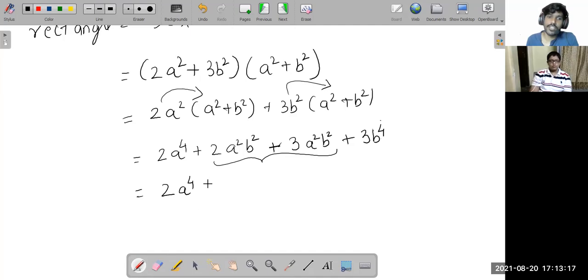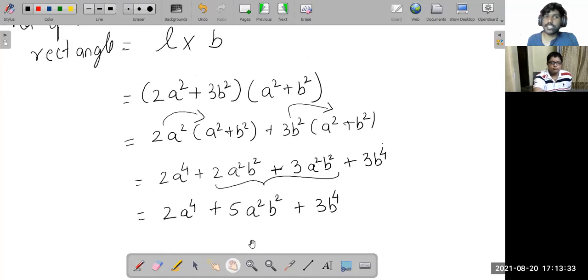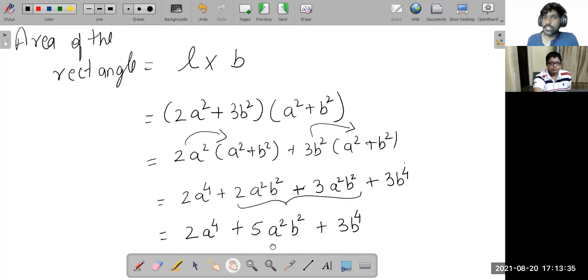What will you get after adding? 2 plus 3, 5. So this becomes 5a square b square. And lastly, this as it is. So this is the area of the rectangle. Clear?